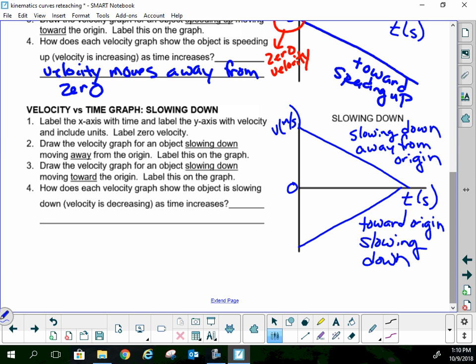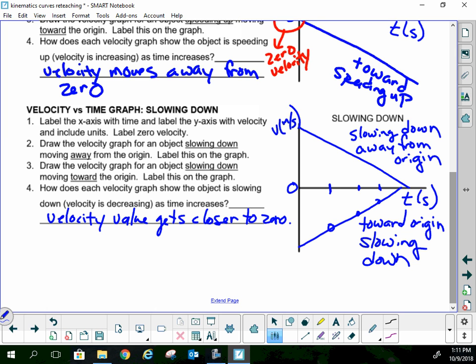Then number 4 says, how does each velocity graph show the object is slowing down, meaning the velocity is decreasing as time increases? And that means that the velocity value gets closer to zero. And when I say value, I mean like right here, let's look at this time and look at its value. And then we look at this time right here. See how that is getting closer to zero? So as time goes on, that velocity is becoming less and less over time.